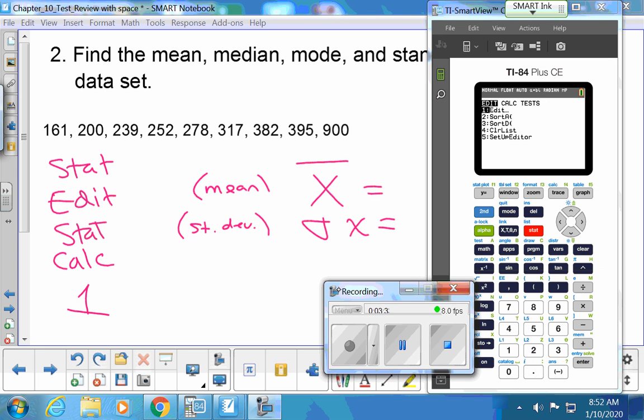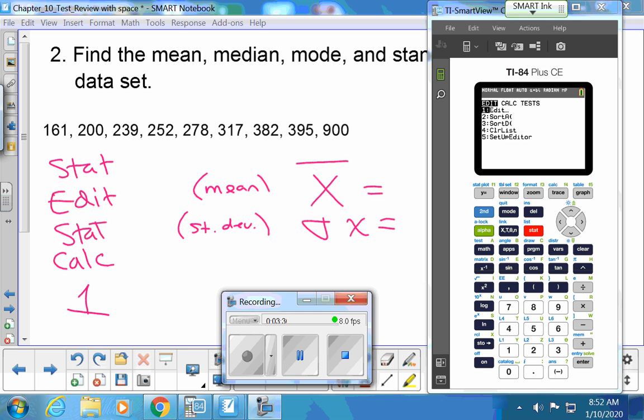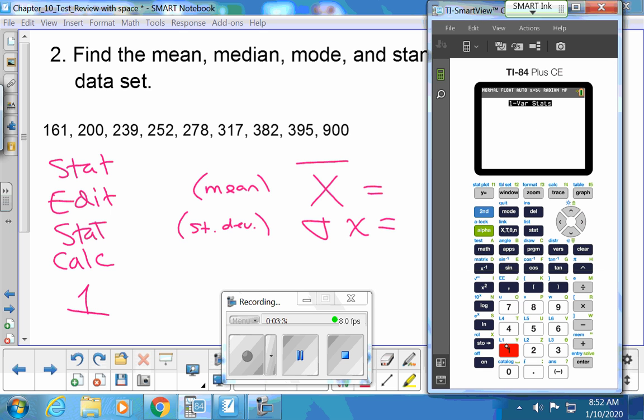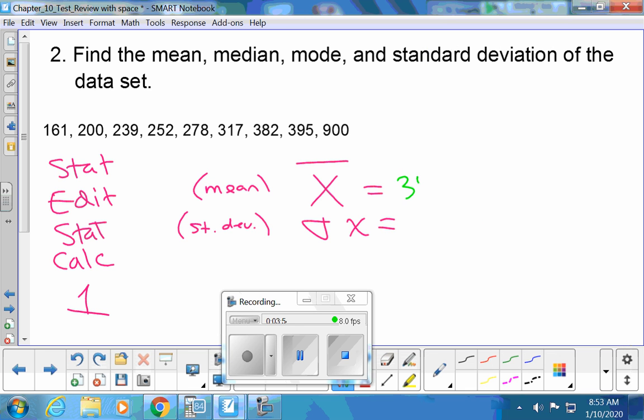Stat. Edit, I've already done. So now I'm going to do stat calculate 1. It's called 1 variable statistics. I'll verify I'm doing it for my list 1. And then here's a bunch of stuff. So the mean is 347.11. So it did the mean for me. I don't need to do my mean, my average. 347.1.